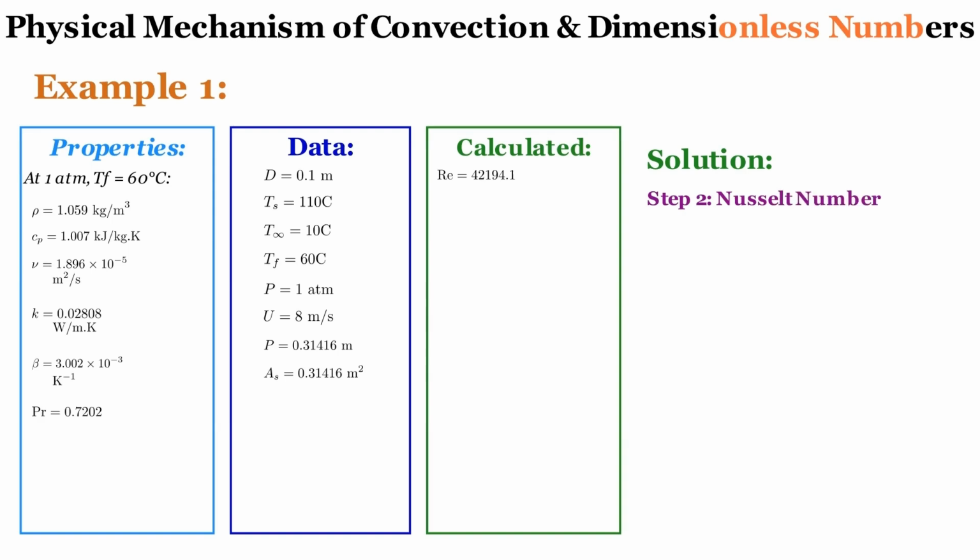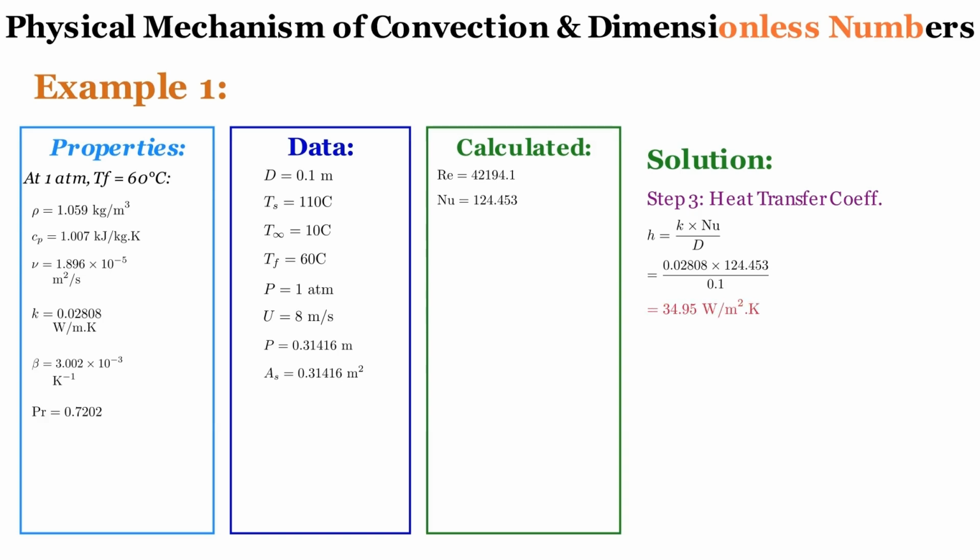Step 2. Now we calculate the Nusselt number. For turbulent flow over a cylinder, we use the Churchill-Bernstein correlation. This is a complex formula involving Reynolds and Prandtl numbers. After careful calculation, we get Nu equals 124.453. Step 3. Let's find the heat transfer coefficient, H. From the definition of Nusselt number, H equals K times Nu divided by D.